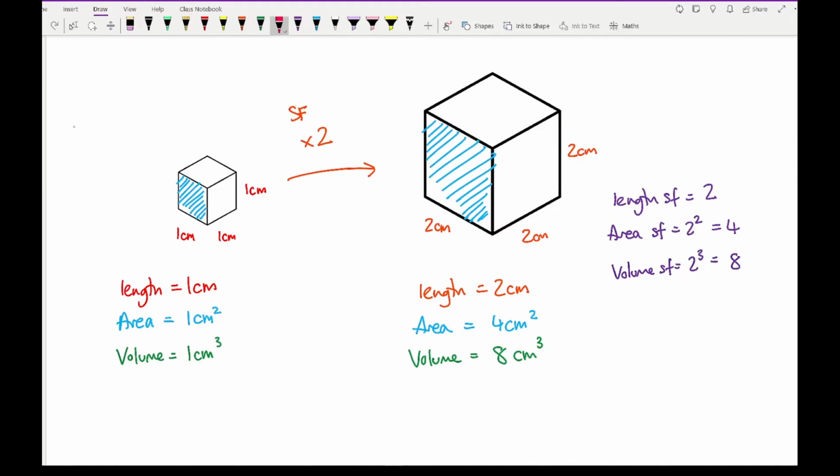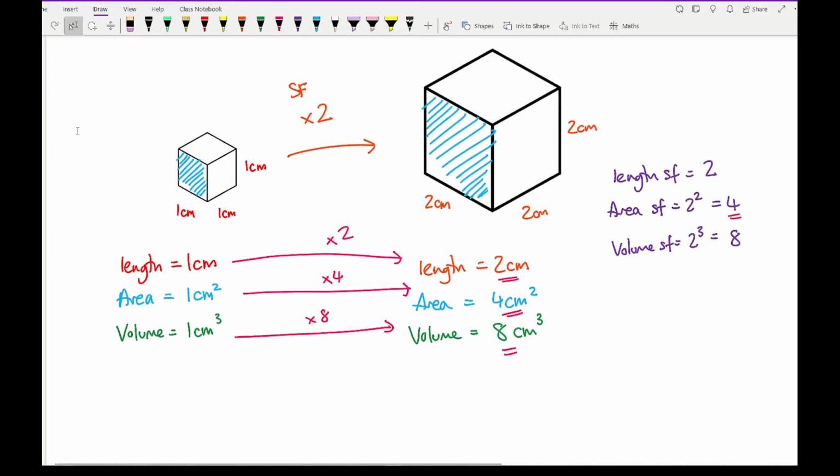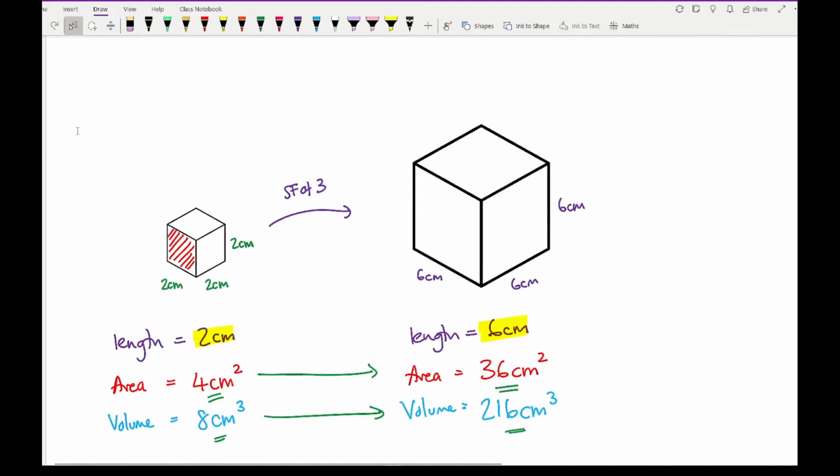Now if we go back to these numbers here, if I multiply that by 2, 1 times 2 is 2, but if I times that by 4, which is my area scale factor, I get the answer of 4, and if I times this by 8, I get my volume. Now if we try that with different numbers, so for example we go back to this one here, here our length scale factor is 3, so that means our area scale factor will be 3 squared, which is 9, and the volume scale factor will be the length scale factor cubed, which is 27.